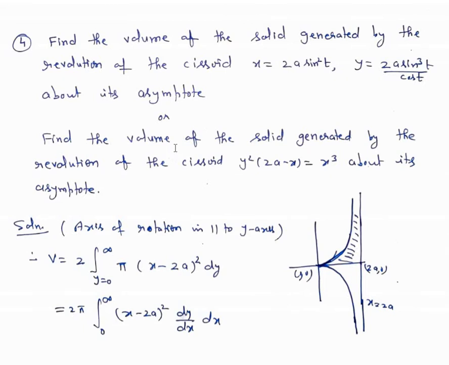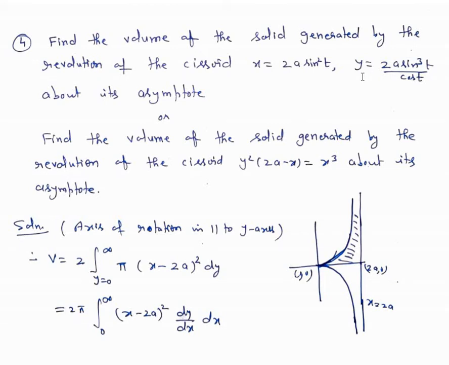Let's take the fourth example. Find the volume of the solid generated by the revolution of the cissoid x = 2a sin²t, y = 2a sin³t / cos t, about its asymptote. Now this is given in parametric form. We shall solve the same problem in the next lecture when we discuss parametric form.